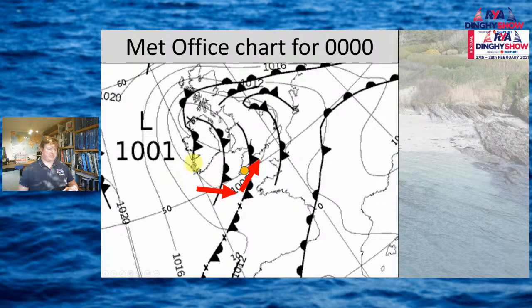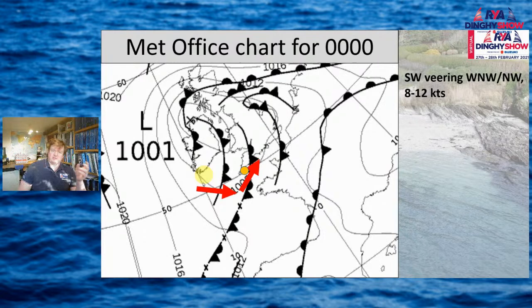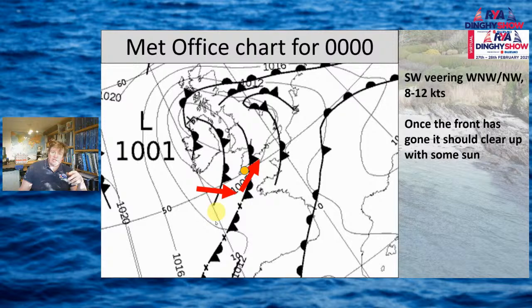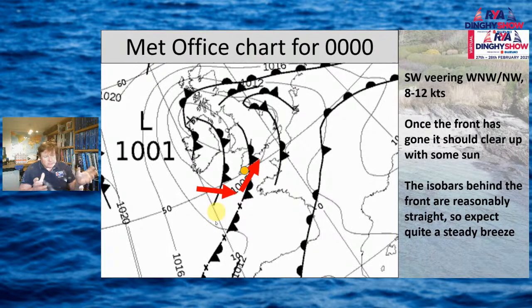So that's really big picture stuff. We're looking at the southwest veering west northwest or northwest. Looking at the isobars, I reckon it's probably about 8 to 12 knots, but you can also get that from looking at your weather apps, which we'll come to. Once that particular front has gone through there, then it should actually brighten up. So whatever morning cloud you have should be a lot brighter once that's gone through, which is what we're looking for. So that's my big picture.